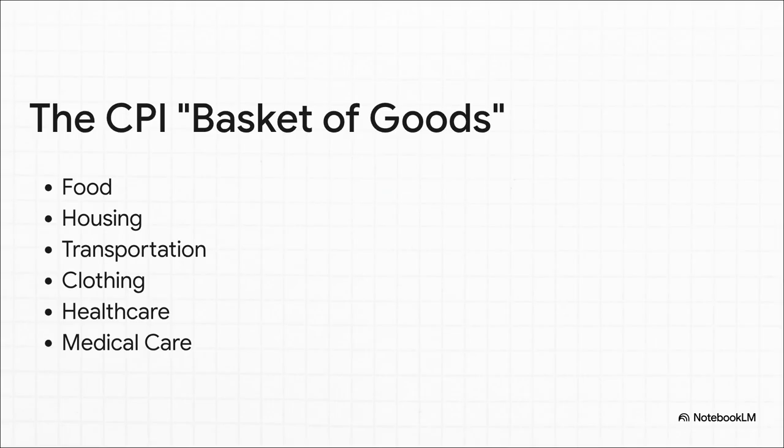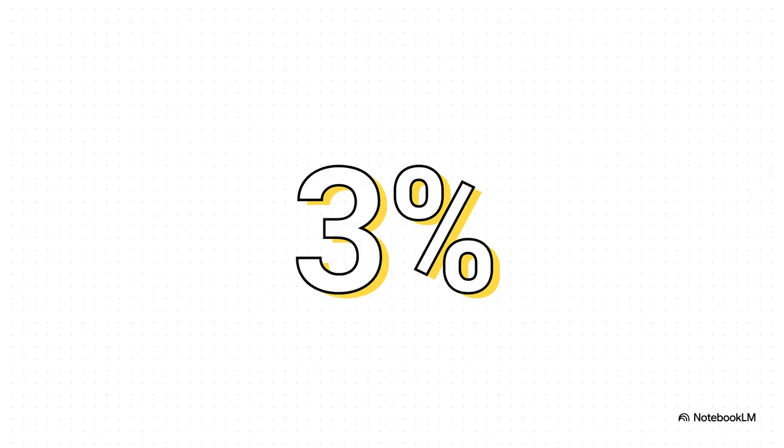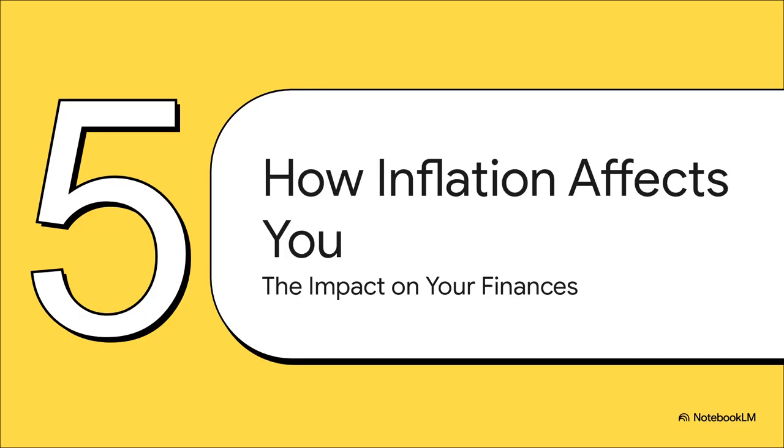Now, it's not a real basket, of course. It's just a big list of items that represents what a typical family buys. We're talking everything from food and housing to transportation and healthcare. It's meant to give us a broad snapshot of the overall cost of living. So when you hear on the news that the annual inflation rate is, say, 3%, what that really means is that the price of that entire basket of goods has gone up by an average of 3% compared to the year before.